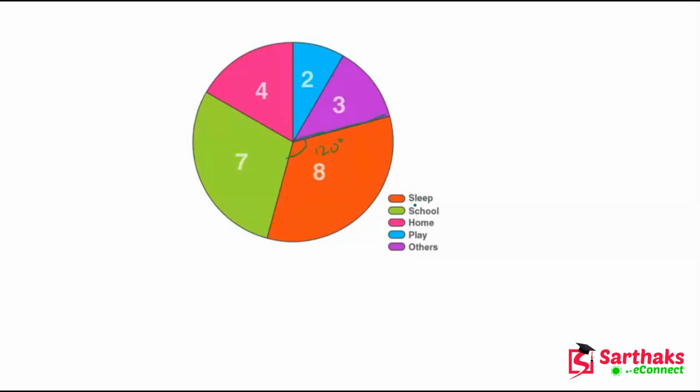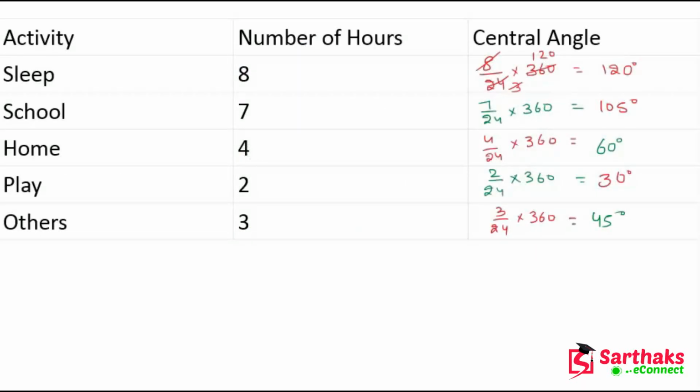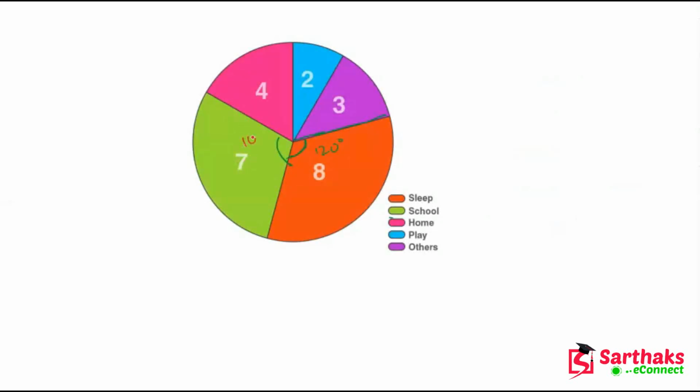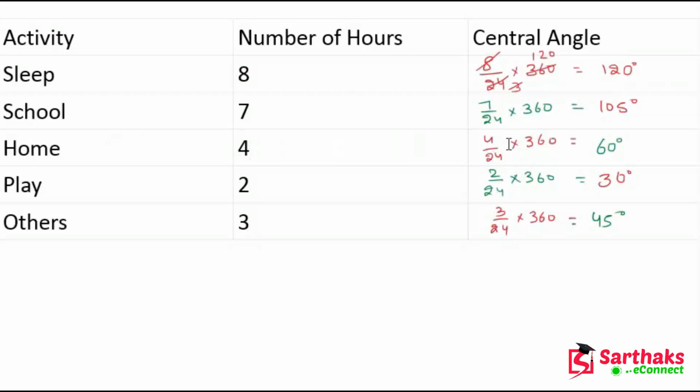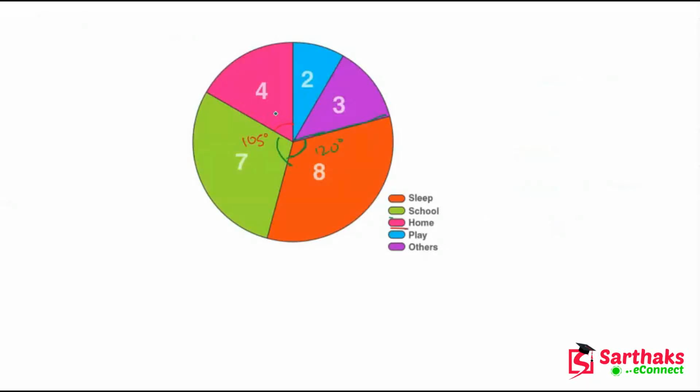So this sector represents sleep, and in sleep we know that a boy spent 8 hours, and this is of 120 degrees. Now this green color represents school, and in school a boy spent 7 hours, and the central angle of school is 105 degrees. And this pink color represents home, and in home the boy spent 4 hours, and the central angle is 60 degrees.